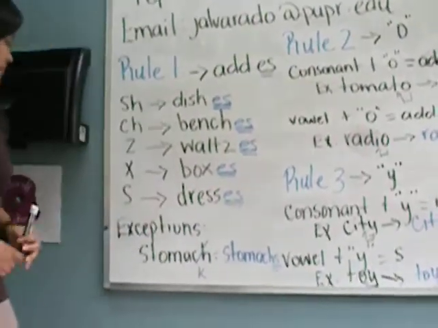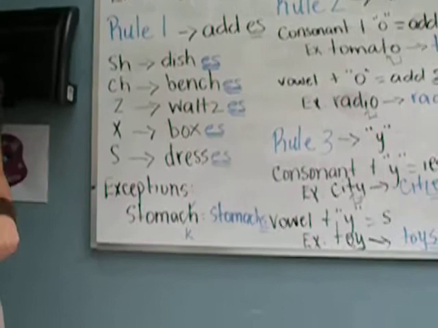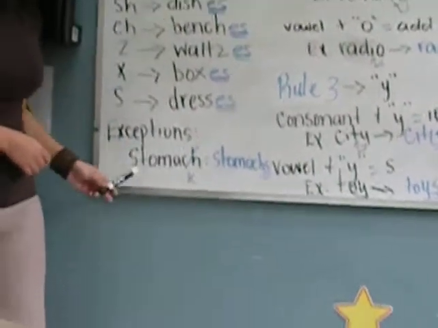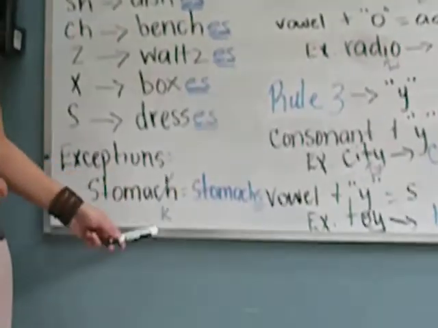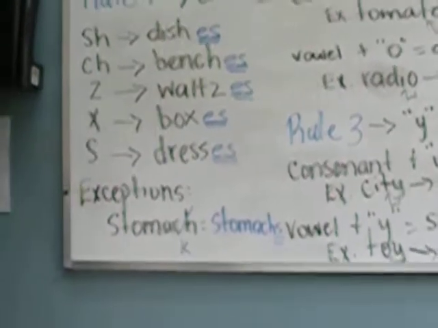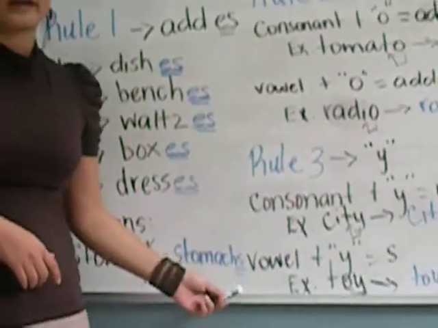There are some exceptions. In this case, stomach. Why is stomach an exception? Because when we pronounce stomach, the CH sounds like a K, which is a consonant. So we're just going to add S.